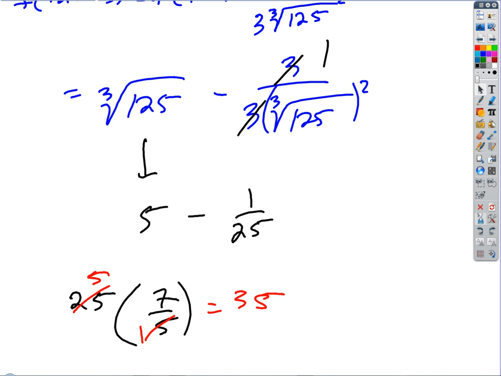If I wanted you to estimate 5.1 squared, I could do the same thing. What would my function be there? x squared, good. What would the value of x be? Well, 5, because we know what 5 squared is, and then dx would be 0.1. You could do it that way too.